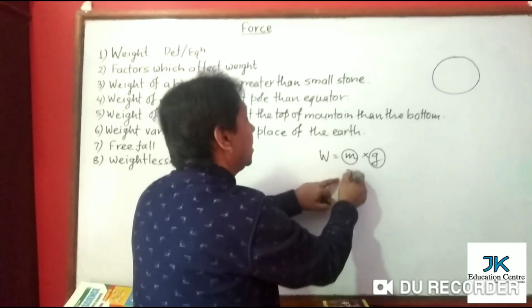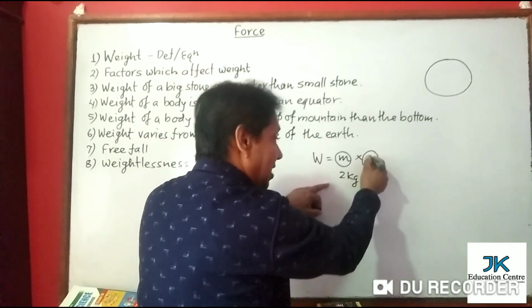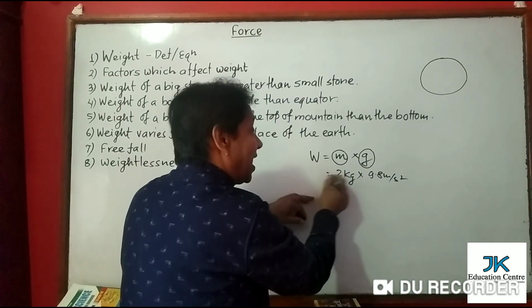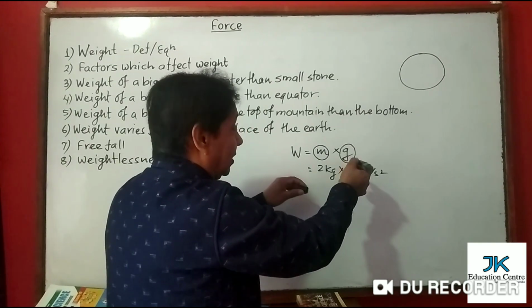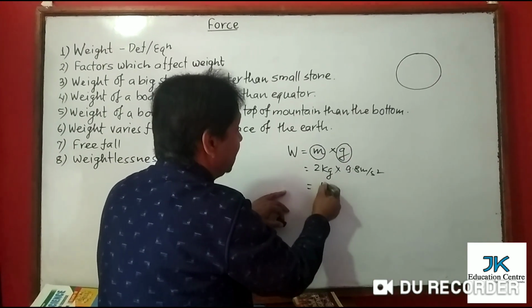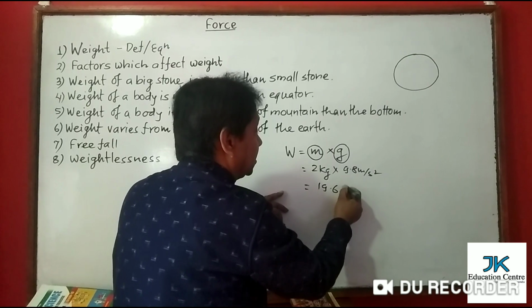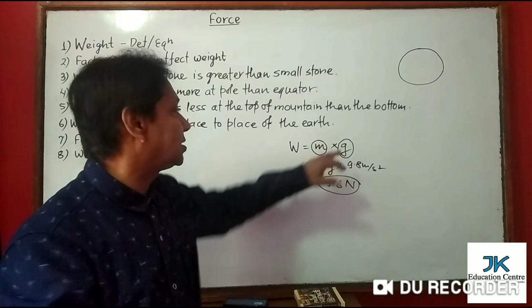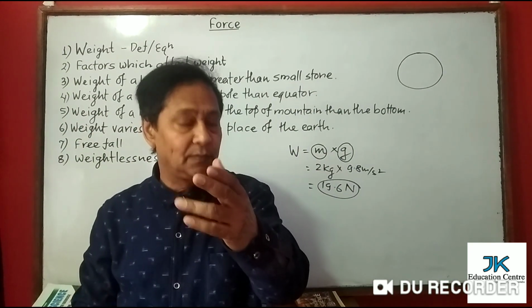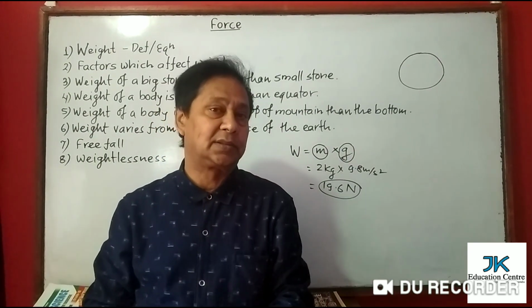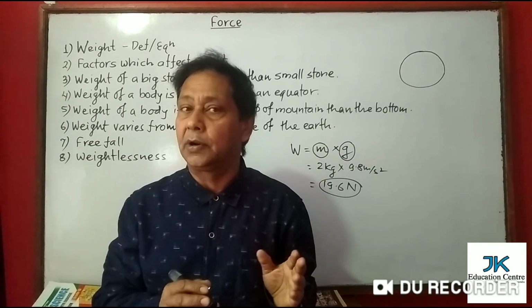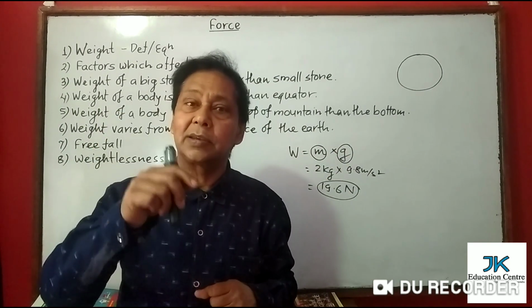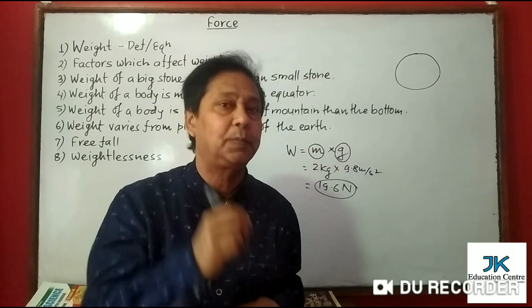If the mass of a body is 2 kg, then we know that g is 9.8 meter per second square. This is the average value of g. And that's why the weight is 19.6 kg meter per second square, that is, Newton. This way we can calculate the weight. Looking at this equation, we can say that there are two factors which affect the weight of a body: one is the mass of the body, another is the acceleration due to gravity of that place.